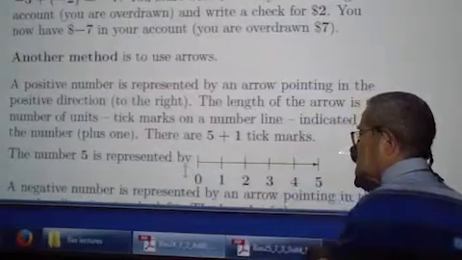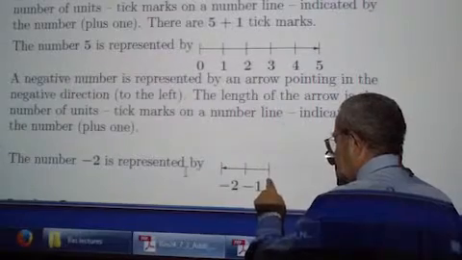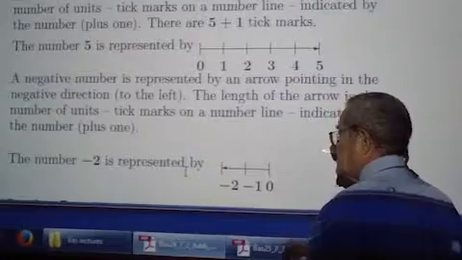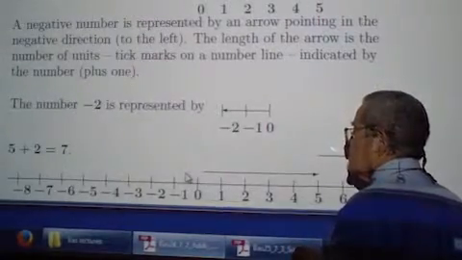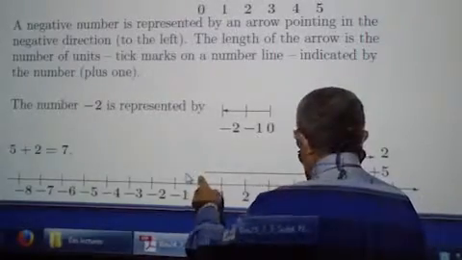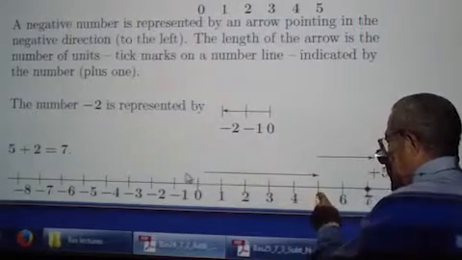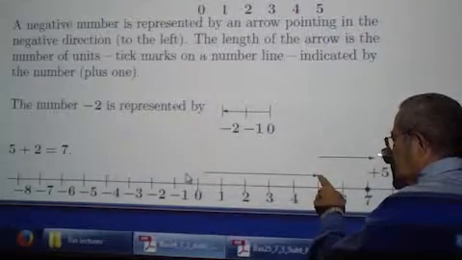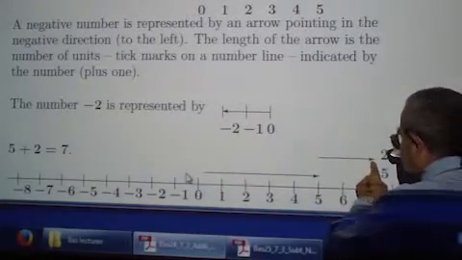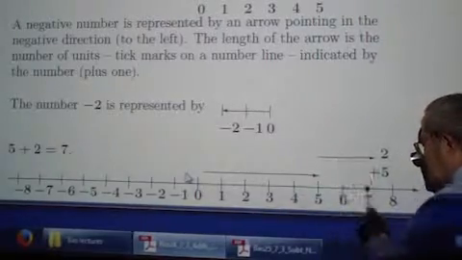Point to the right, positive. Point to the left, negative. This is 0, -1, -2. It's 2 units long, so there are 3 tick marks. You add 5 to 2. You place the starting point of one of the vectors, that's 5 units long, at 0. It ends at 5. At the end point of the first one, you place the starting point of the second, and you keep on going 2 more units to the right, and you end at 7. So 5 plus 2 is 7.